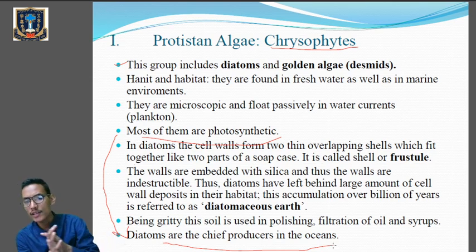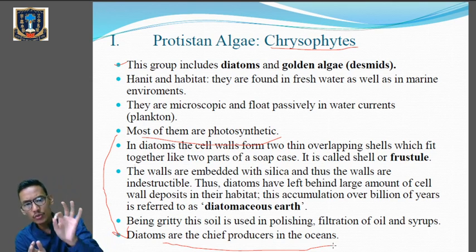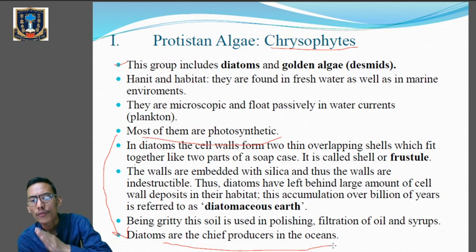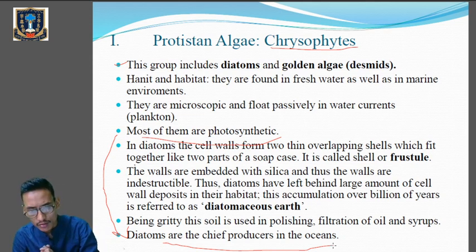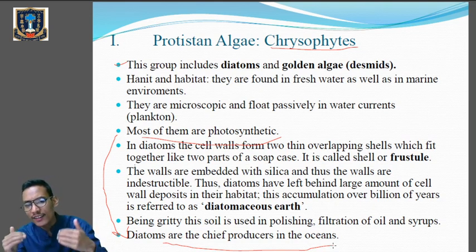Similarly, the cell wall in the case of golden algae or the diatoms is formed of two thin overlapping cells which fit with one another, and they look like a soap case. It is called the frustule. The walls are embedded with silica, so the cell walls are made of silica, and thus they are indestructible.